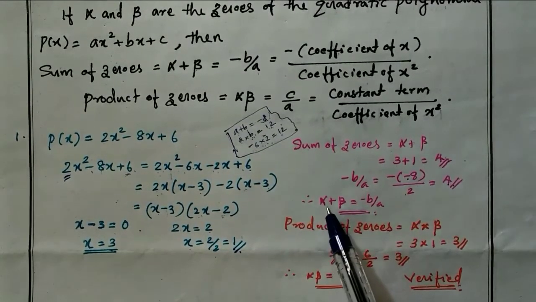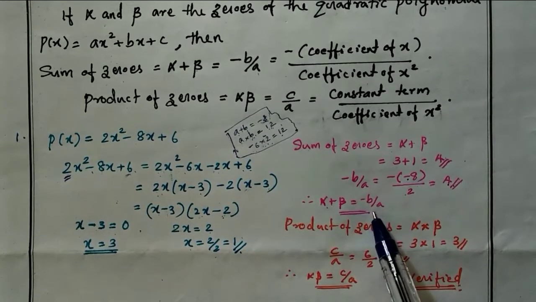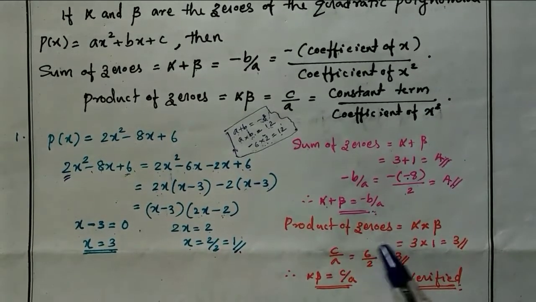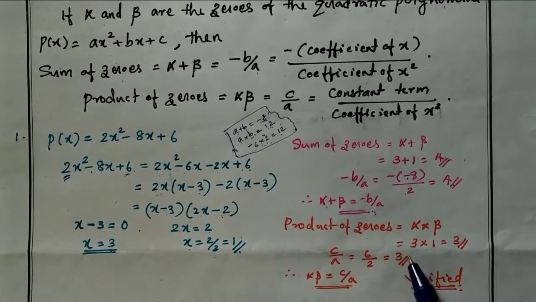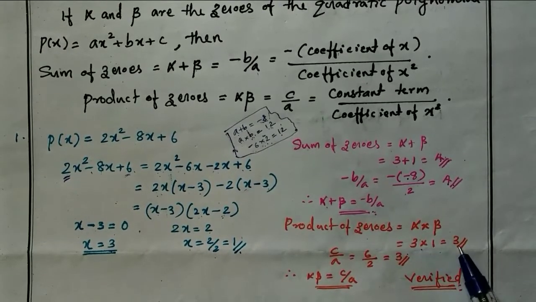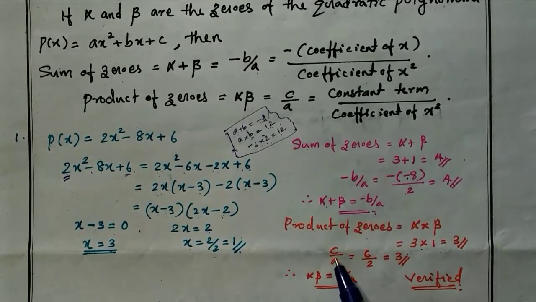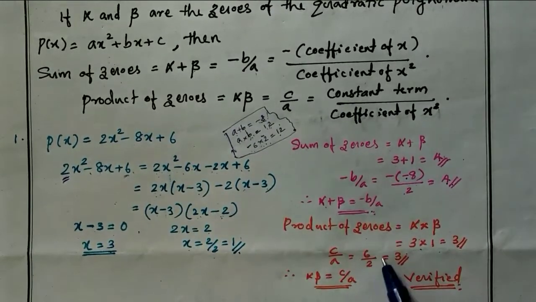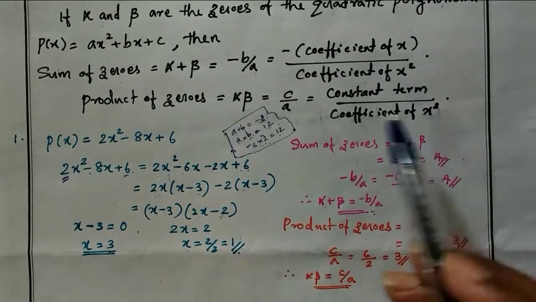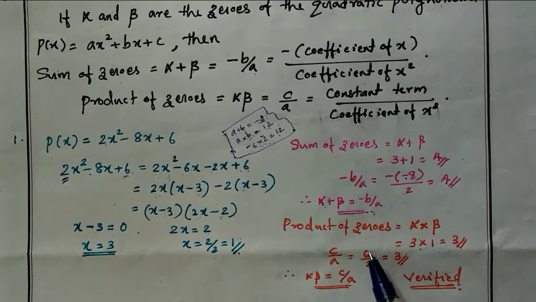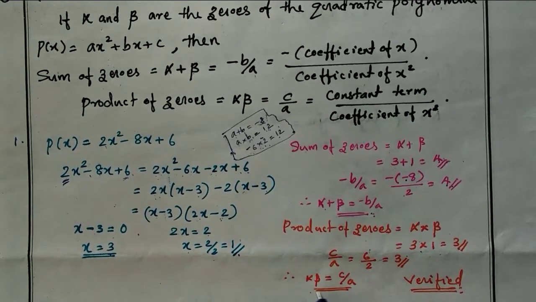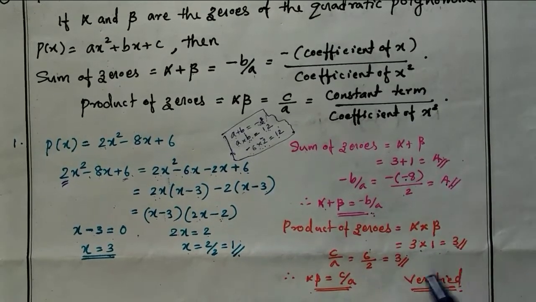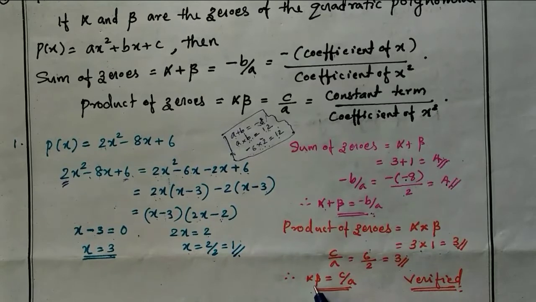Therefore alpha plus beta equal to minus b by a. Next one, product of zeros is alpha into beta, equal to 3 into 1 equal to 3. Then c by a, the constant term. What is the constant term here? 6. 6 divided by the coefficient of x square, which is 2. So 6 by 2 equal to 3. Both answers are the same. So alpha into beta is equal to c by a.